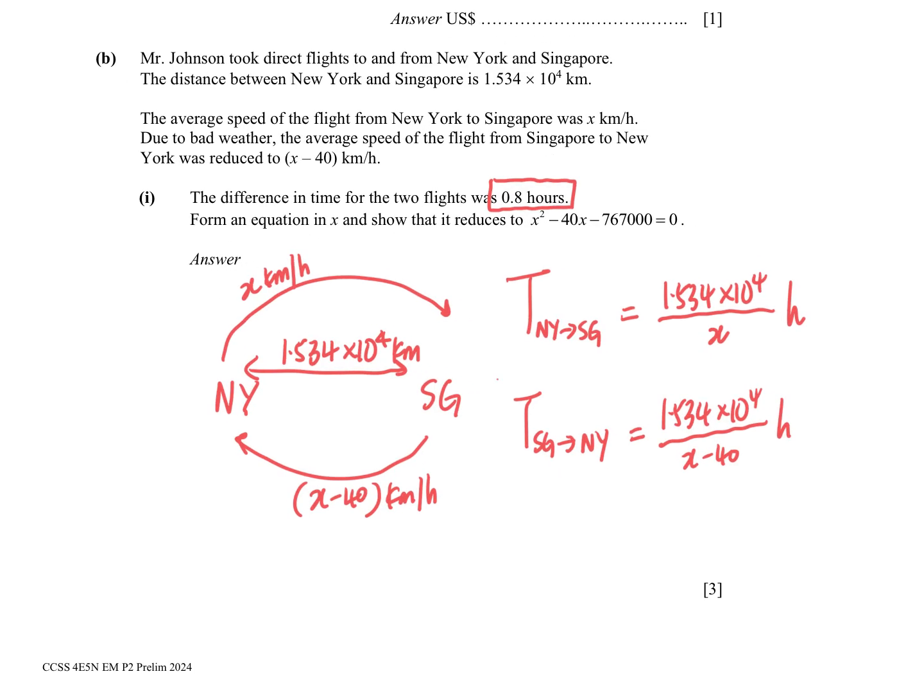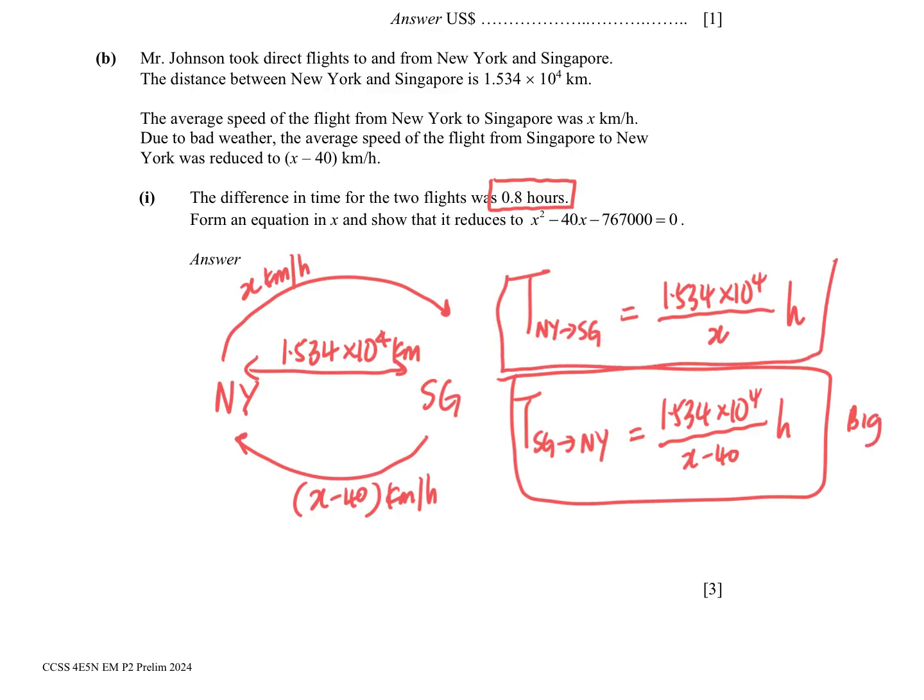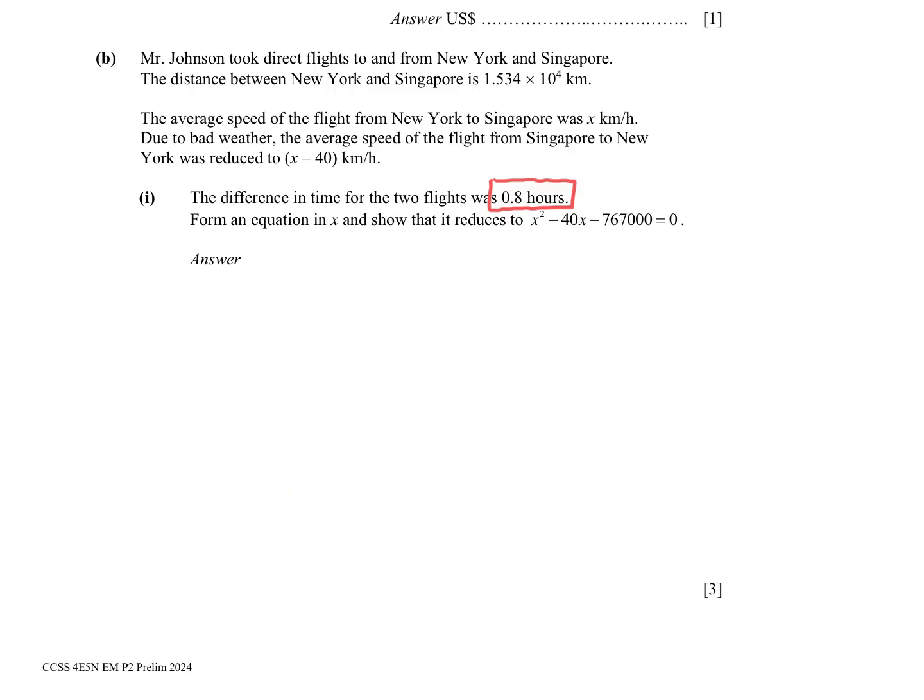So for difference, always use the big minus the small one. So you use this one minus this one. It gives you 0.8 hours. So once you can establish this one, then they give you the first mark. The second mark is where you simplify the equation.